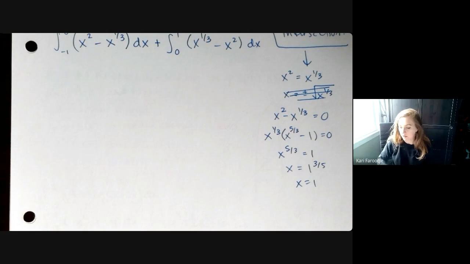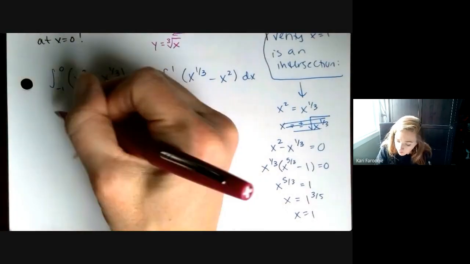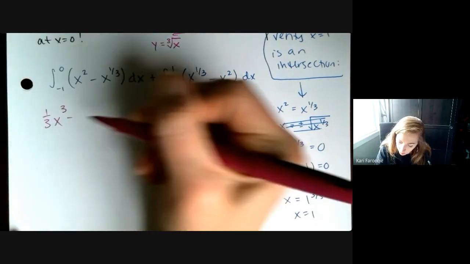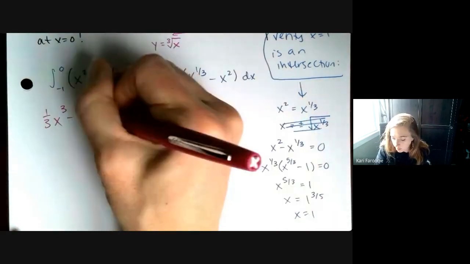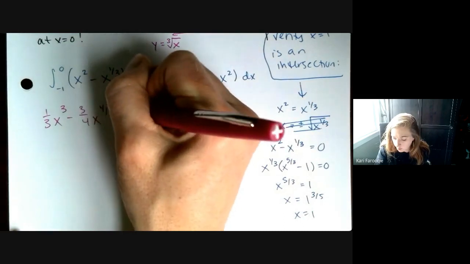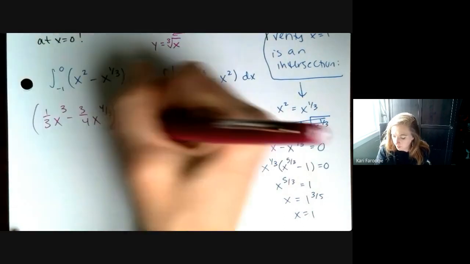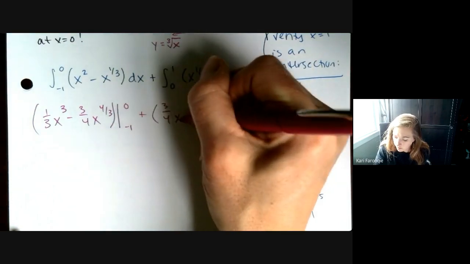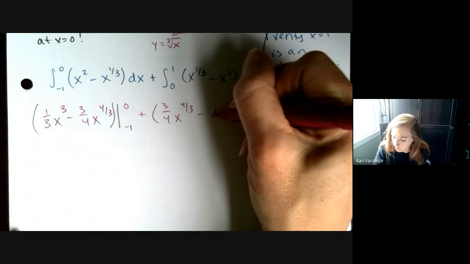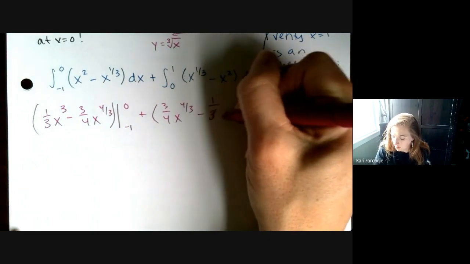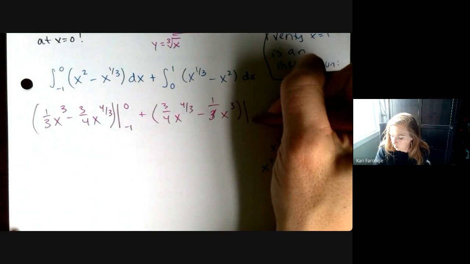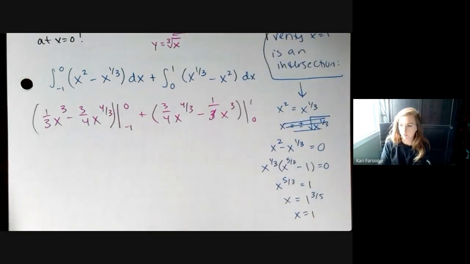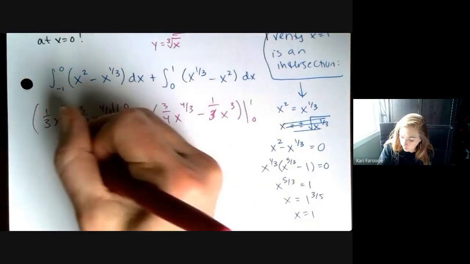Okay. So let's just go ahead and find the value of the area here. So this will be 1/3 x cubed minus, increase the power by 1, divide by the new exponent, 3/4 x to the 4/3. And this is going from -1 to 0. And then 3/4 x to the 4/3 minus 1/3 x cubed from 0 to 1. And you can put this in your calculator. Just write a note to me on your test, like I used my calculator to find this value.